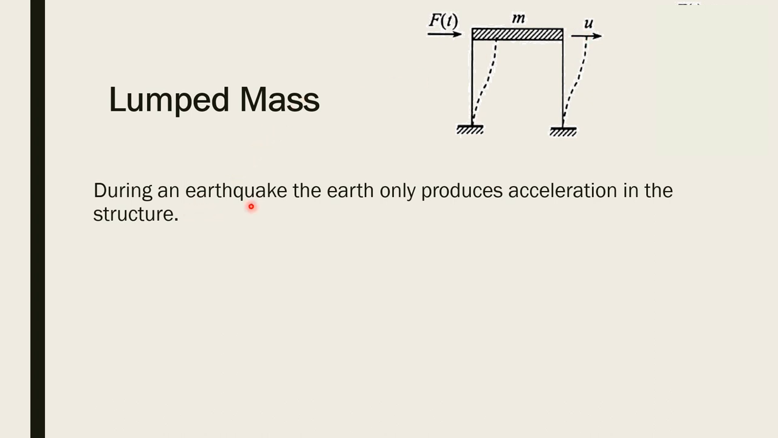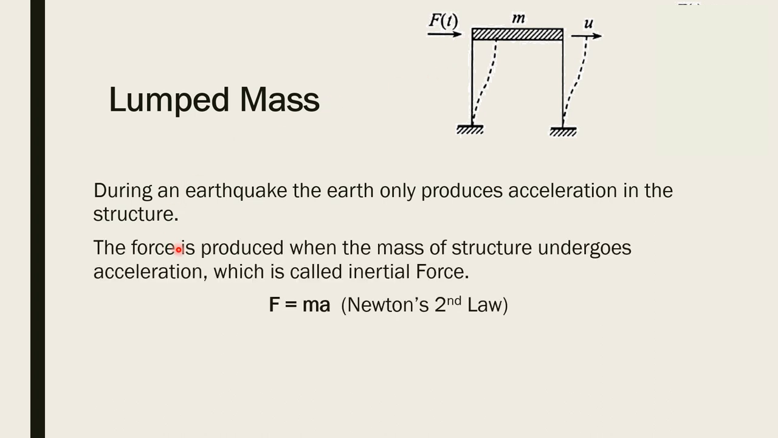During an earthquake, the earth only produces acceleration in the structure. The first thing that should be clear is that when an earthquake originates in any part of the earth, the main component that transfers through the soil is waves. Waves contain energy in the form of acceleration. When this acceleration hits the structure, the energy transfers to the structure. When the waves hit the mass or any body, they become the inertial force, meaning F is equal to ma, Newton's basic law. The force is produced when the mass of the structure undergoes acceleration, which is called inertial force.